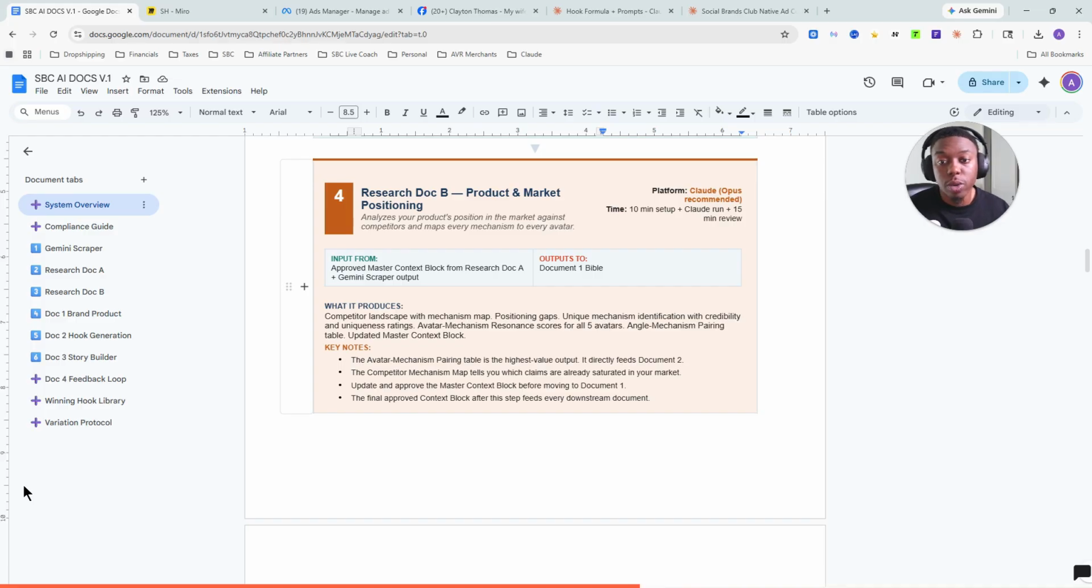So what we're going to do is create a product and market positioning document that shows, okay, what are your competitors doing? Where are the gaps in the market that your competitors aren't really highlighting in their marketing? And how can you show up and leverage your specific mechanisms in your copy?